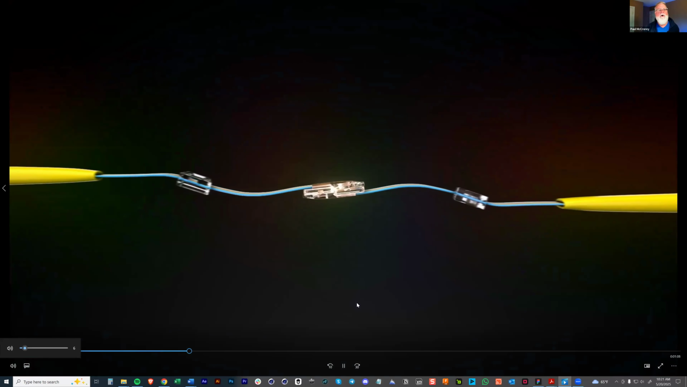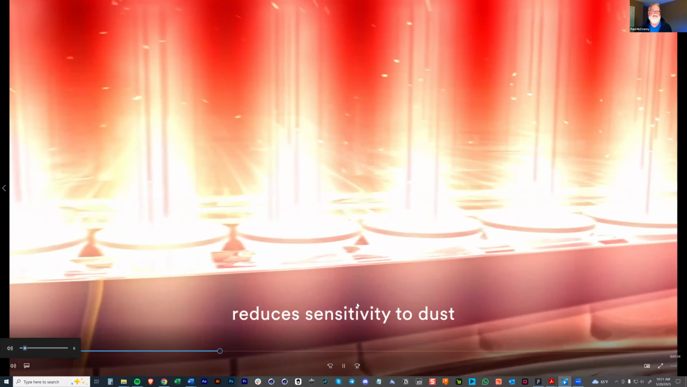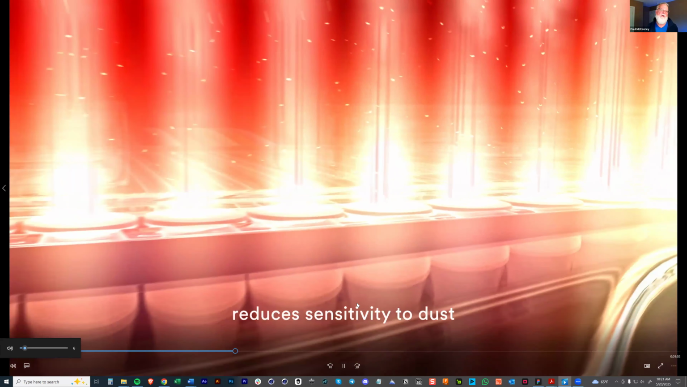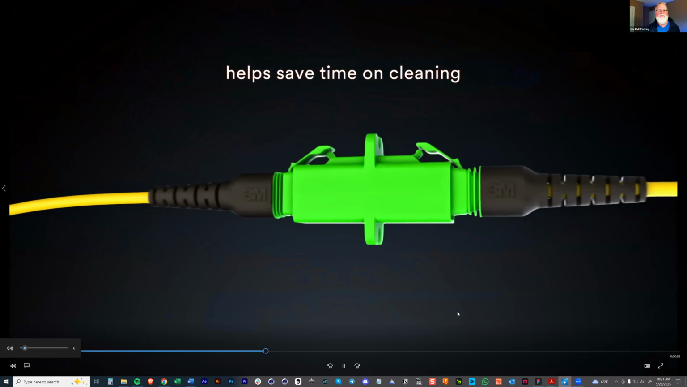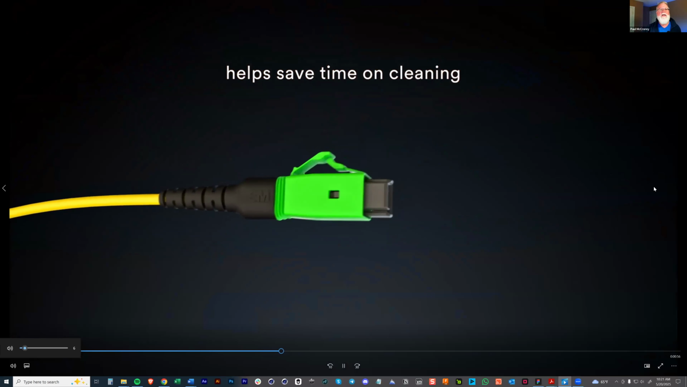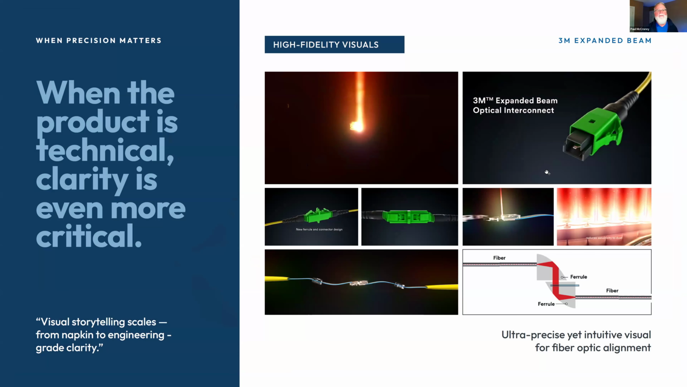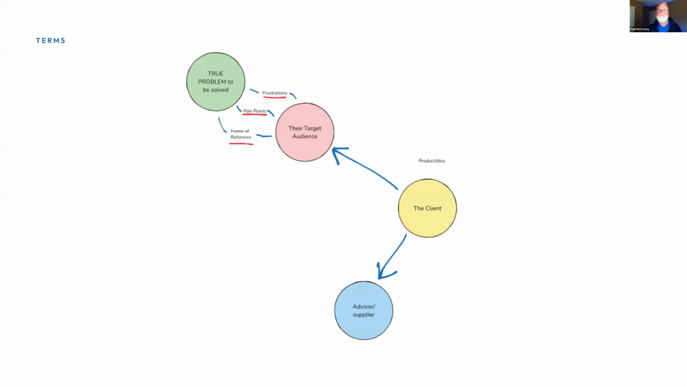So then we're going to break down the part. Here's where we get literally down into the piece and show, okay, see how the expanded beam, there are no dust particles that can basically stop that beam. So that's a very quick and easy, very clear and succinct visual on the technology. And that's what I want you to understand as we get into this later.